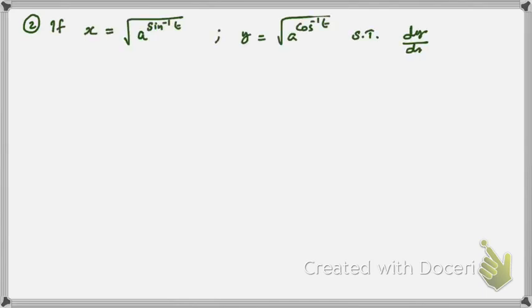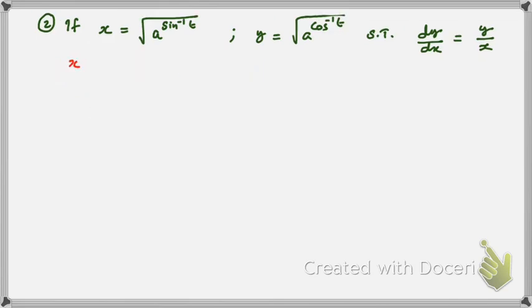We're going to look at another question now. This question is x is equal to root of a to the power of sine inverse of t, and y is equal to root of a to the power of cos inverse of t. And the question is to prove that dy by dx is equal to y by x.